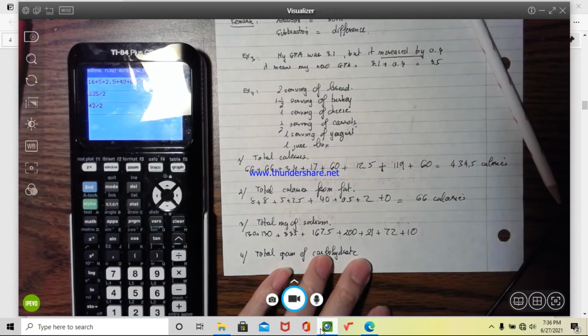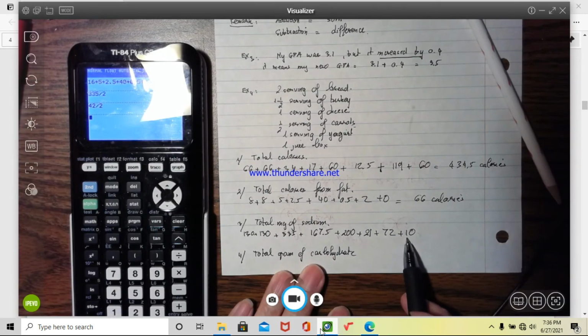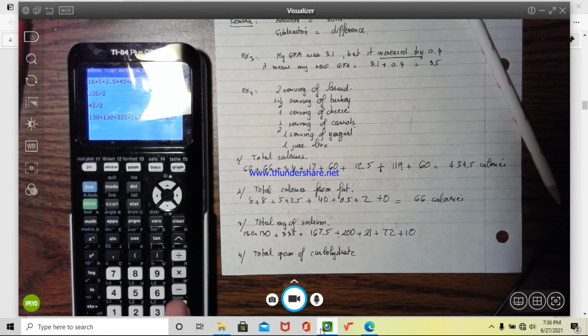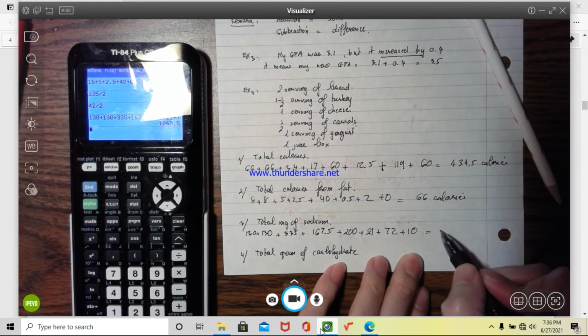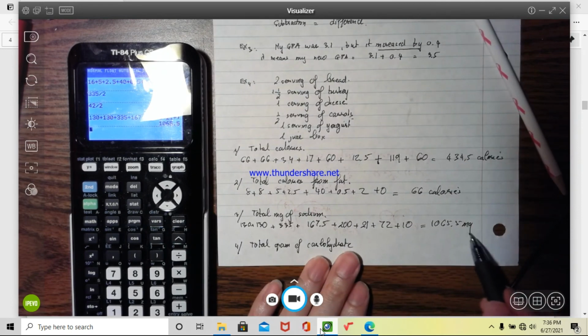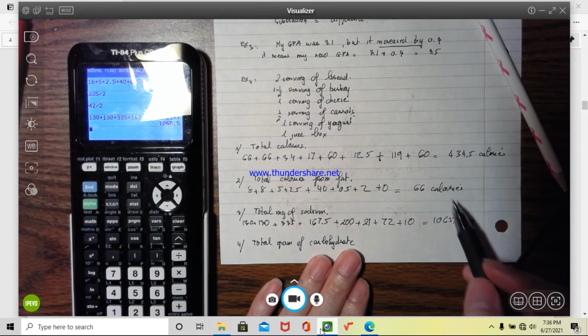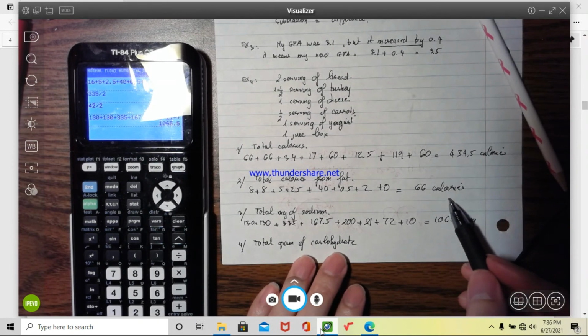Okay, 72 plus 10, so we just add them up. So we have 130 plus 130 plus 335 plus 167.5 plus 200 plus 21 plus 72 plus 10. So the answer will be 1065.5 milligrams. So make sure you have to put the unit over here. Okay, make sure you put the unit over there. Okay, if you don't put the unit, so I will take some point off. Okay.